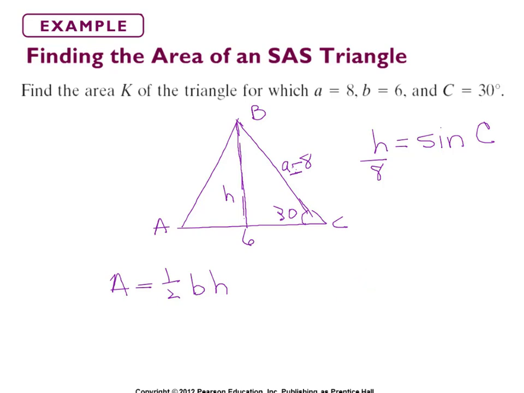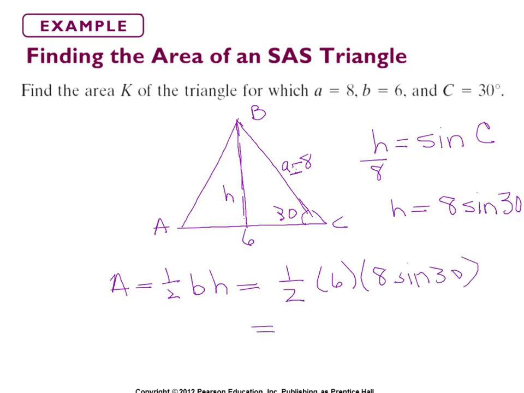We have to use trigonometry. We have to say then h is equal to 8 sine C, and C is 30. So now I can say this is equal to 1/2. What's the base here? It's 6, right? And h is 8 sine 30. What's sine 30? Half. Exactly. So the area of this triangle is 12.